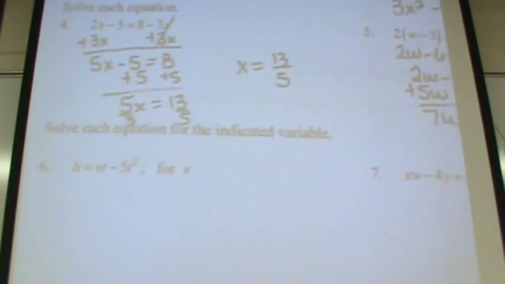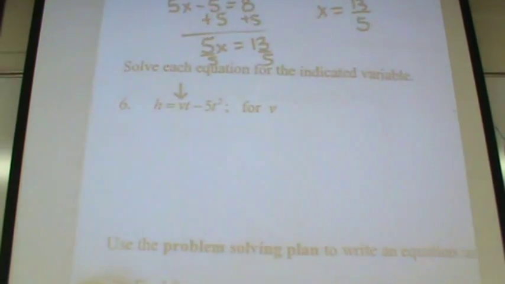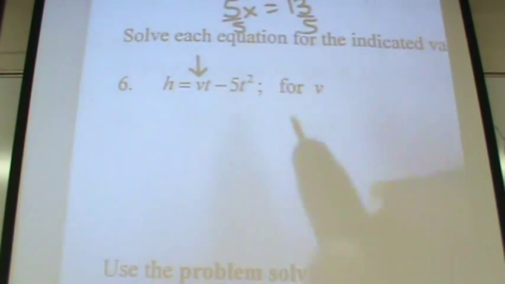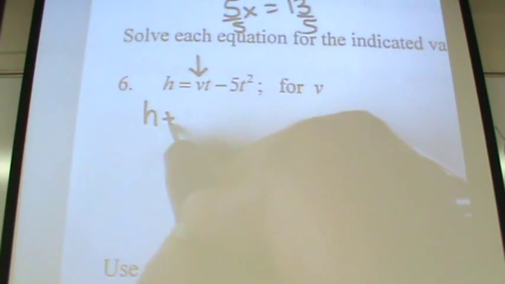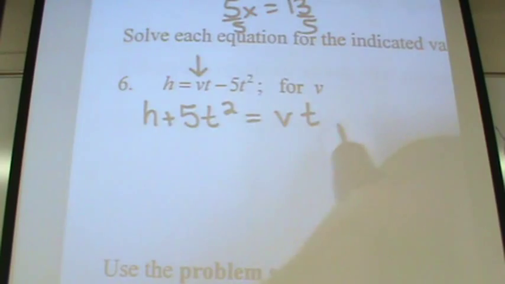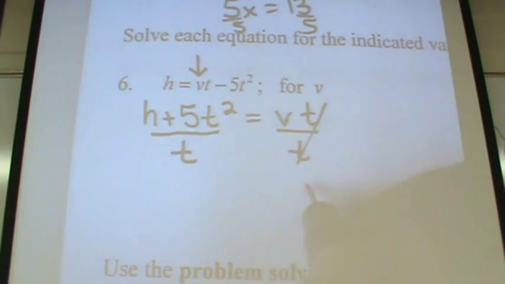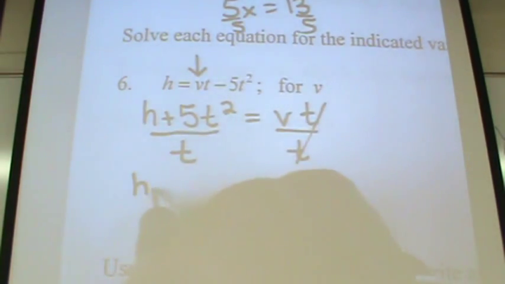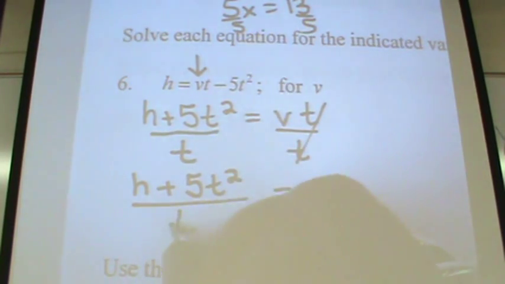Number 6, how do you get v by itself? Here's v. So first what you'd want to do is bring this whole term to the other side. You get h plus, if you add 5t squared, equals vt, and now you're going to divide both sides by t. So what you can do is just do one bar and put a t underneath. So v is equal to h plus 5t squared all over t.